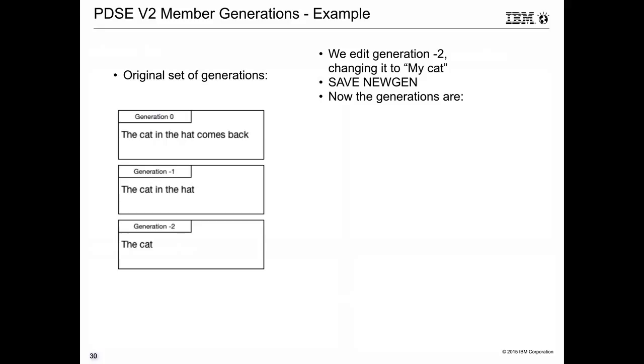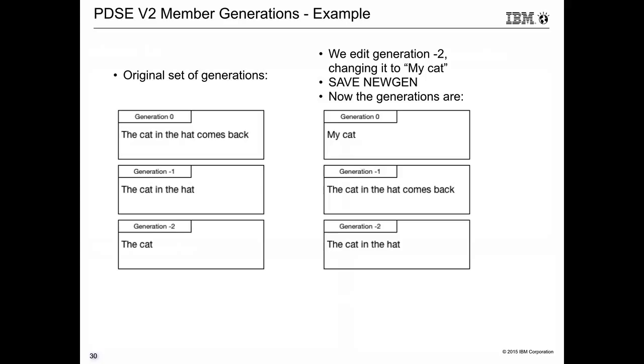So I can actually edit generation -2, and I'm going to change the cat to my cat. I'm going to do a save new gen. So I'm saying I want to edit a previous generation and make that be my new base generation. So when I do that, the change I made to generation -2 now becomes generation 0, and the other two, generation 0 and -1, get pushed down 1, as you see in the picture.